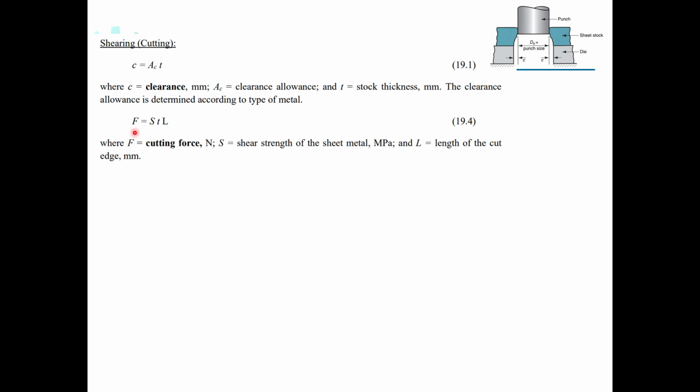Next equation is the equation providing us with the possibility of computation of the cutting force in sheet metals, and that is equal to shear strength times thickness times length of cut. Length of cut is the perimeter of the punch. If this is a round punch, then L will be equal to circumference of the punch. So T times L is giving us the shear area, and S is of course shear strength.